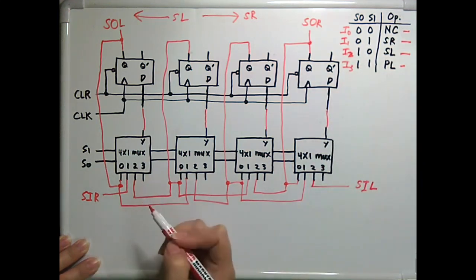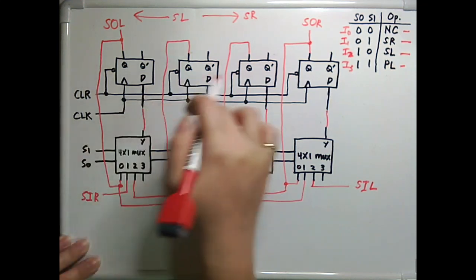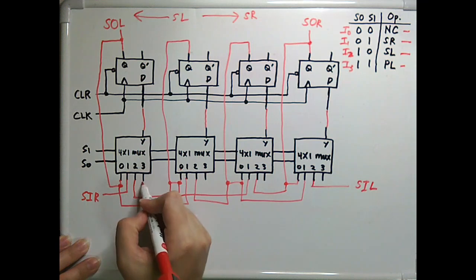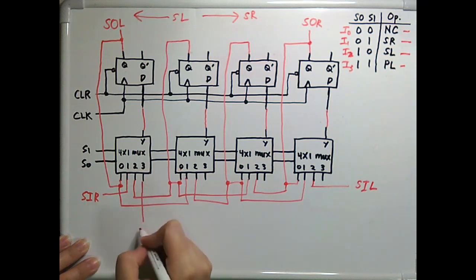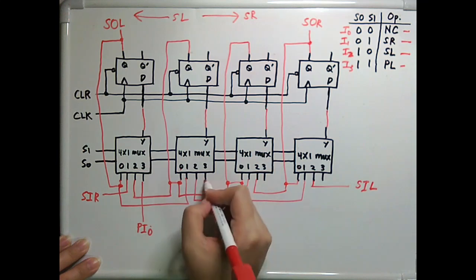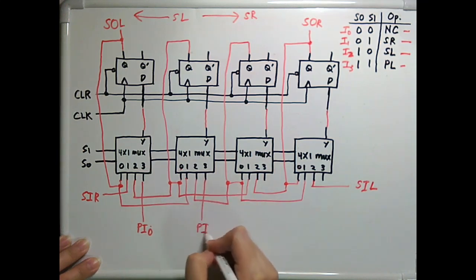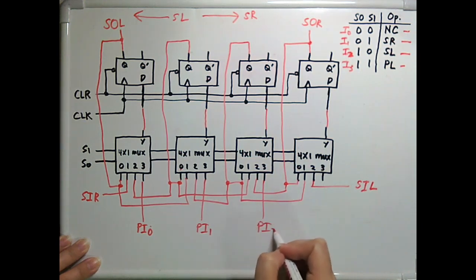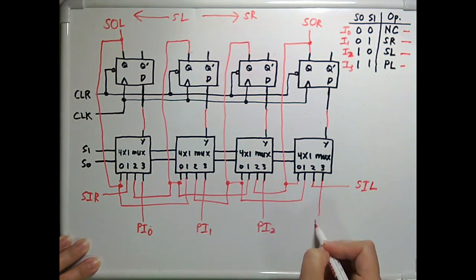So parallel load means we have 4 bits, so we need 4 parallel input lines. So we have this one. Let's just call this parallel input. Let's say this is 0. This one is parallel input 1. This is parallel input 2. And this is parallel input 3. You can have any names here.